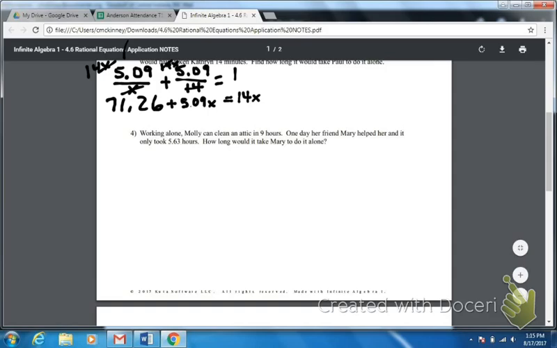I would still then have 71.26 equals what? 8.91? Is that right? Yep. 8.91x. And then we would divide by 8.91. Yes. The number with the x should be the one going in your calculator second, right? So 71.26 divided by 8.91 is a nice 7.99.